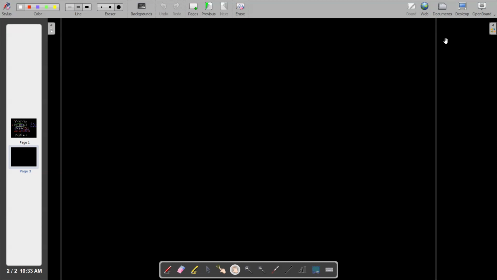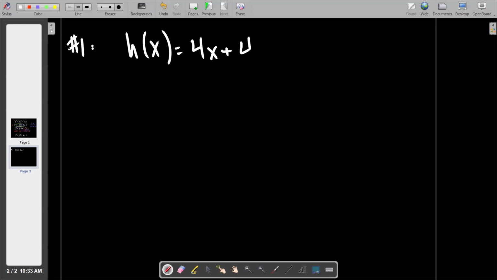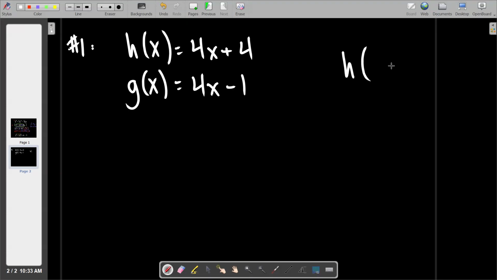This one I haven't printed out yet, so you're going to have to read it to me because I need to have a copy. Just read it to me. It's h of x equals 4x plus 4. Okay. And g of x equals 4x minus 1. And what are we calculating? Oh, we're supposed to find h of g of negative 9. I think I said that right. Okay. So what do we do first?